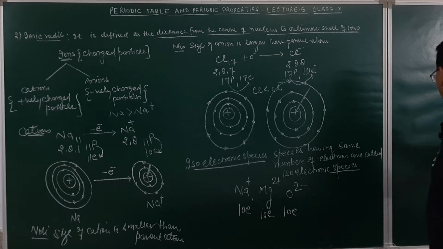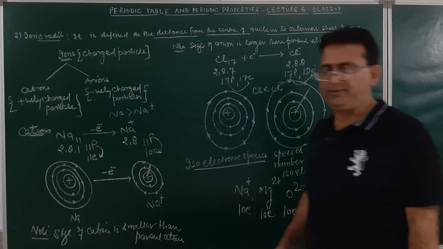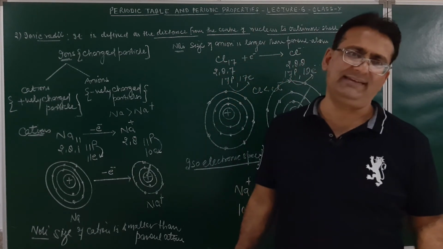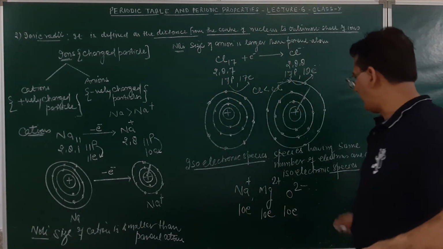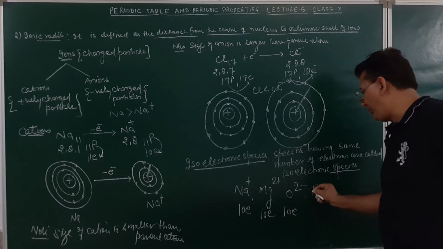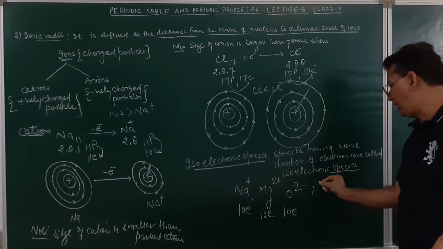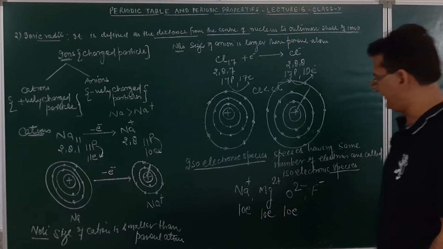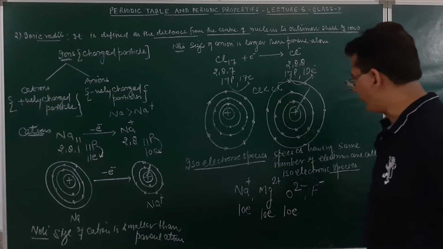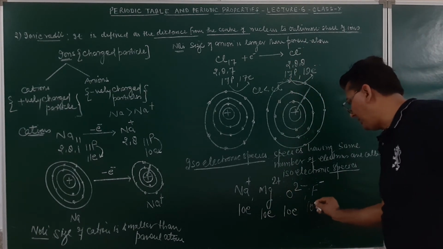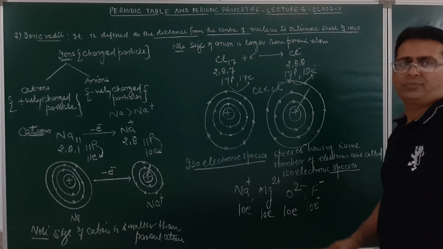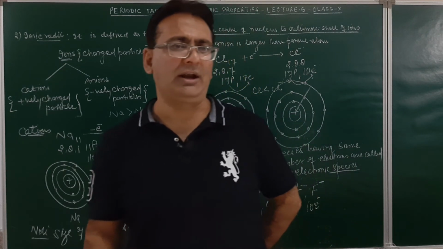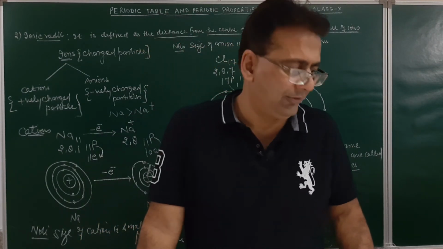And when the number of electrons is the same, this species will be called an isoelectronic species. Am I clear? Similarly, if I write down the fluoride ion, this will also be called an isoelectronic species. Is it clear? Because over here again, there will be 10 electrons present in that. So what are isoelectronic species? Species with the same number of electrons are called isoelectronic species.